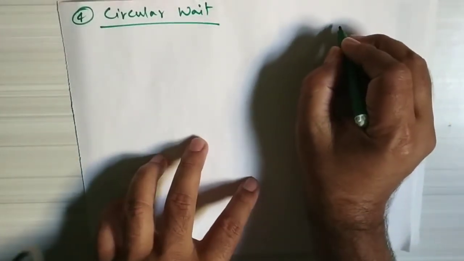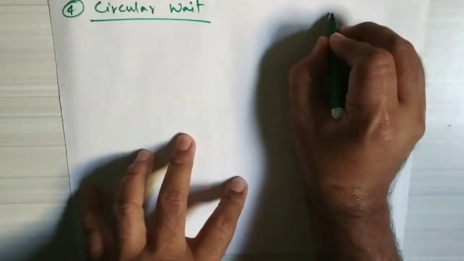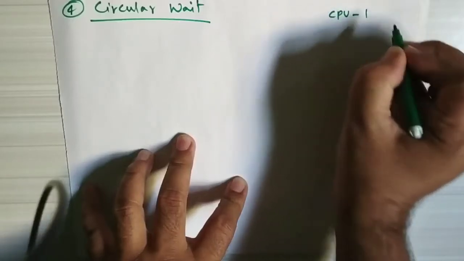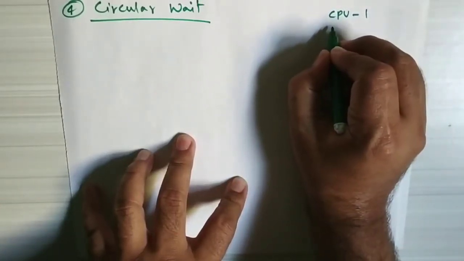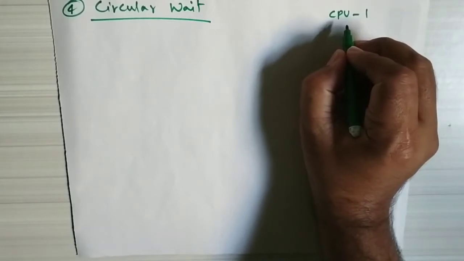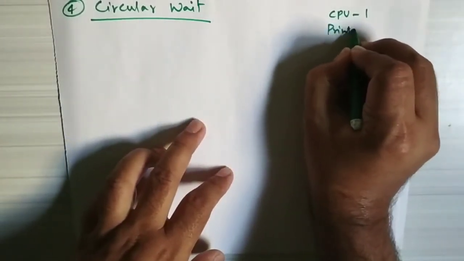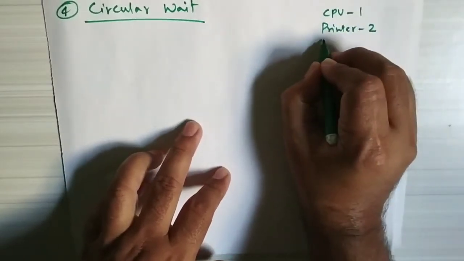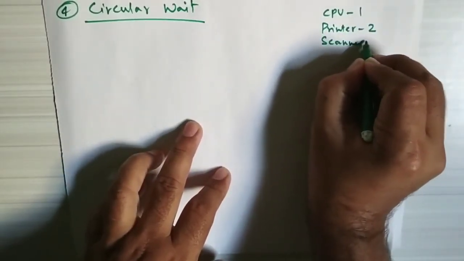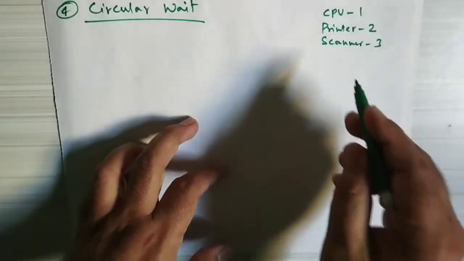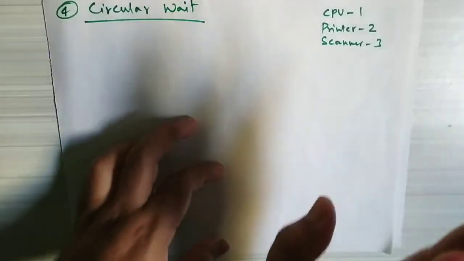For example, we have a set of resources over here. The CPU, we have given numbering 1. For printer, we have given numbering 2, and for scanner we have given numbering 3. So we have the list of resources, and we have given the numbering also.